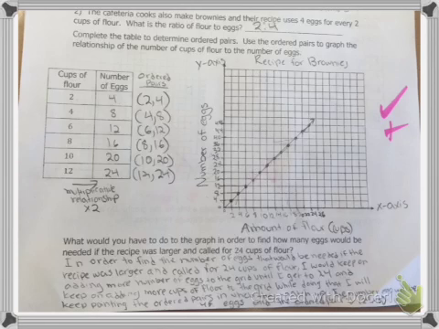Number 2. The cafeteria cooks also make brownies, and their recipe uses 4 eggs for every 2 cups of flour. What is the ratio of flour to eggs? Flour needs to come first, and then eggs second. So that's 2 to 4. You could have written it with the words 2 to 4, or as a fraction 2 over 4. Those all would have been acceptable answers.